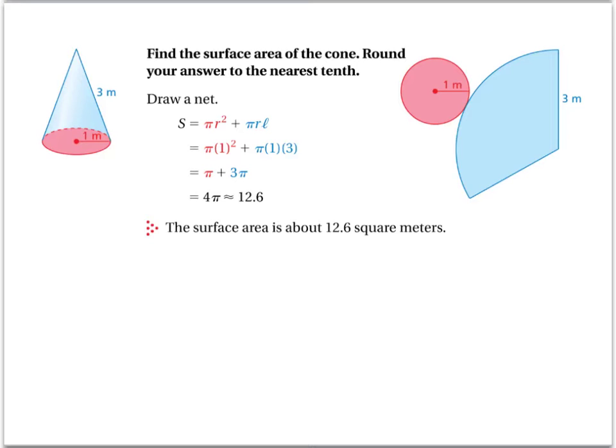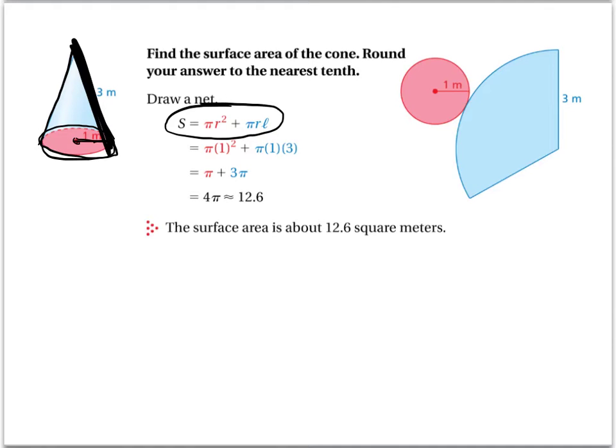Okay? So here's our first example. Let's find the surface area of a cone, round to the nearest tenth. Here is obviously a cone. We have a radius of 1 here, and we have a height of 3. Well, if we just go ahead and plug it into the formula, pi r squared would be pi times 1, our radius, squared, and we're going to add that to pi times 1 times 3.